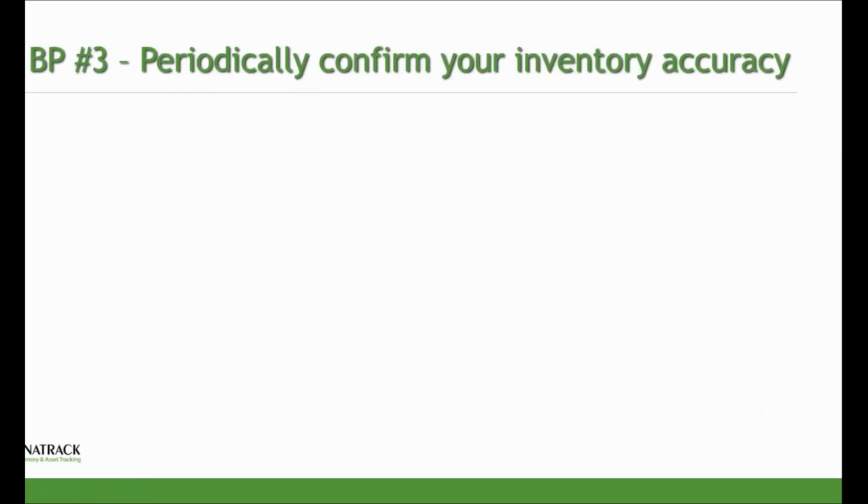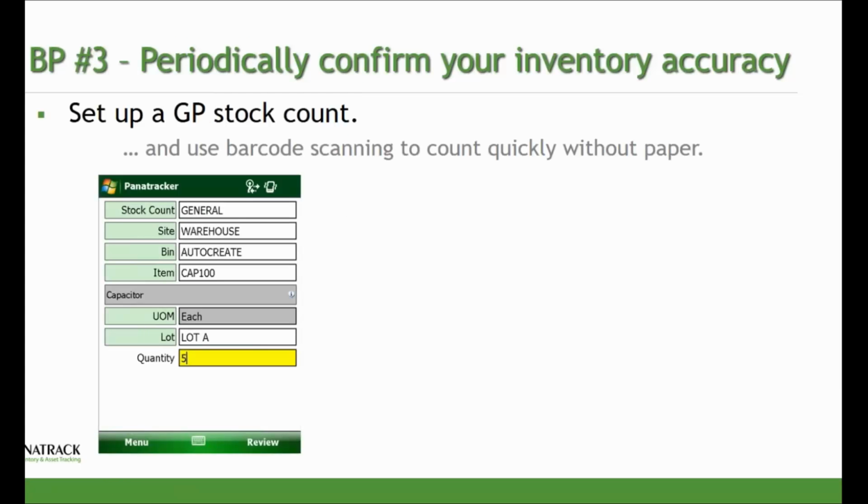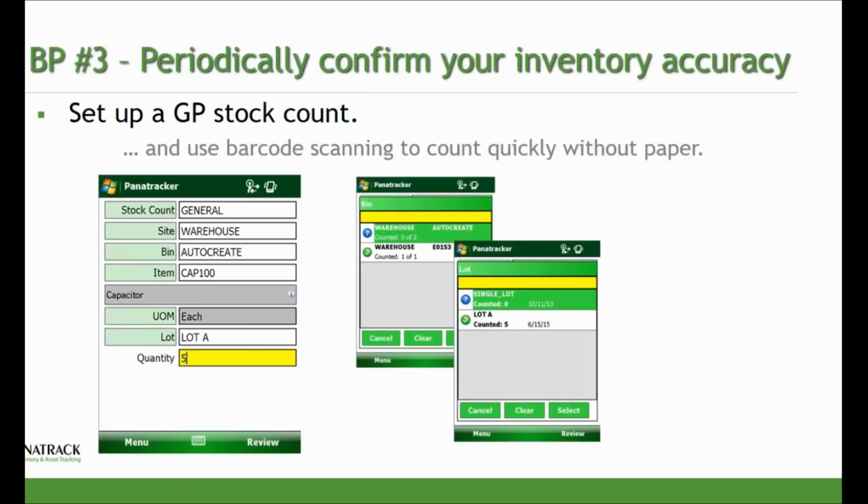Best practice number 3, periodically confirm your inventory accuracy by way of a GP stock count, and use barcode scanning to quickly count without paper. So in this instance here, we have a stock count that we've got set up, the same one that you're using in GP, but instead of going through and printing paper, distributing the sheets, and turning it into this big production, you can get a smaller production going and do sectional counts very easily. And if you do have things like lots, it's far easier because now you can scan it.